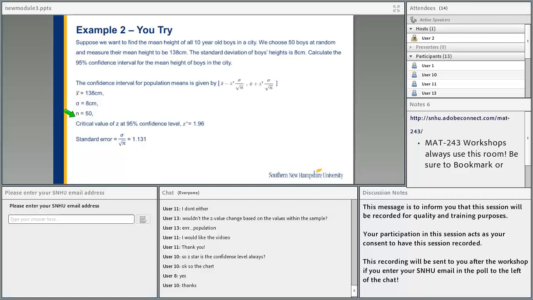So the formula is there. The mean is given, 138 centimeters. Population standard deviation sigma is 8. Sample size n is 50. So for the 95% confidence level, the Z critical is 1.96.